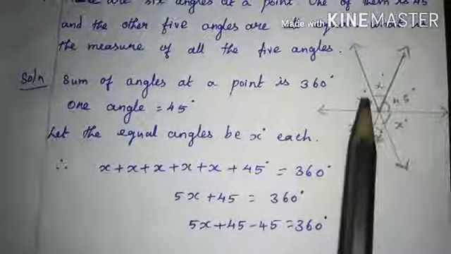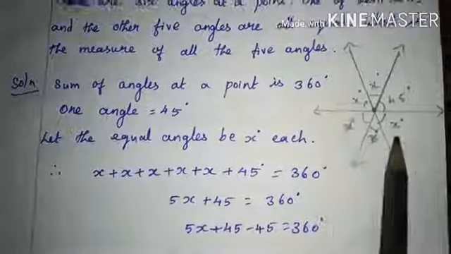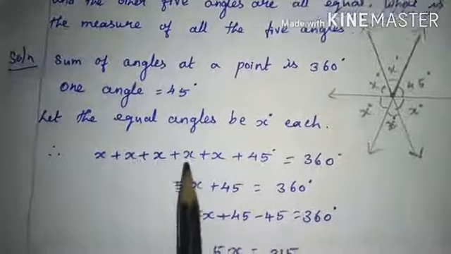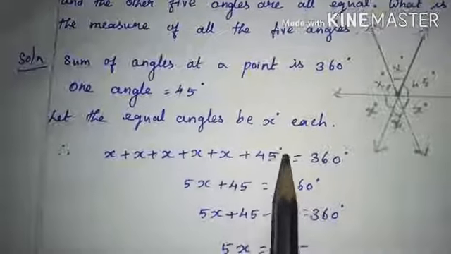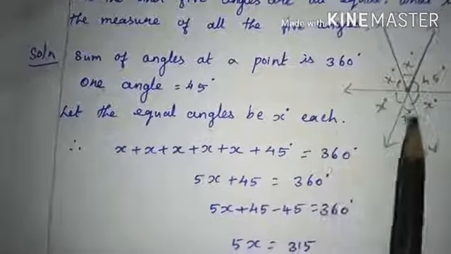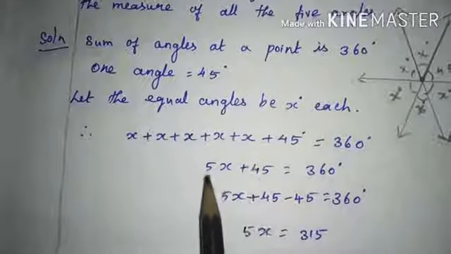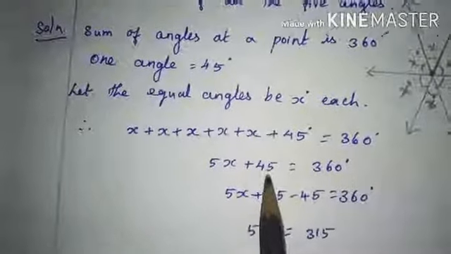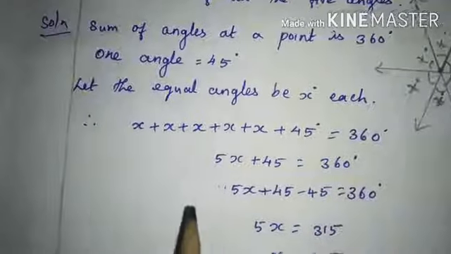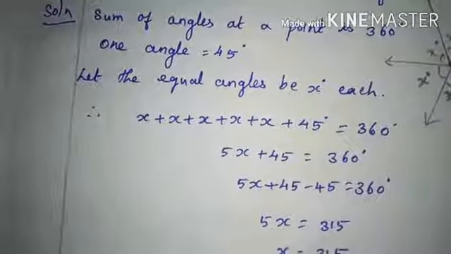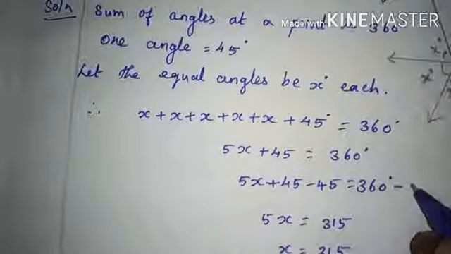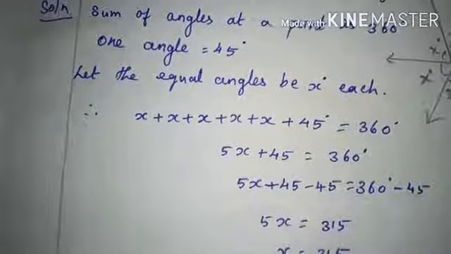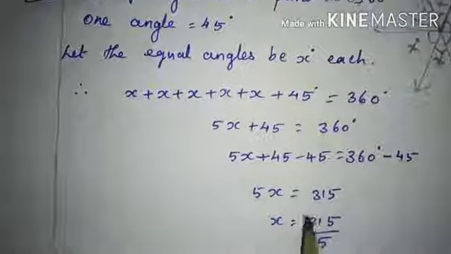Here also we know that the sum of all angles at a point is 360 degree. Then we get x plus x plus x plus x plus x plus 45 equal to 360 degree. Since we have 5x, that is 5x plus 45 equal to 360 degree. To eliminate 45, you have to subtract 45 from both the sides. 5x plus 45 minus 45 is the same as 360 minus 45. We get 5x equal to 315.